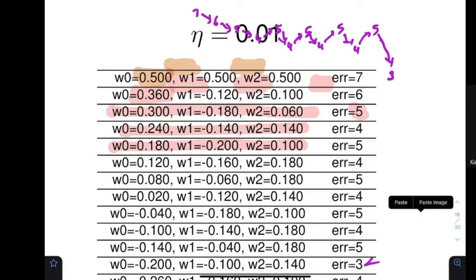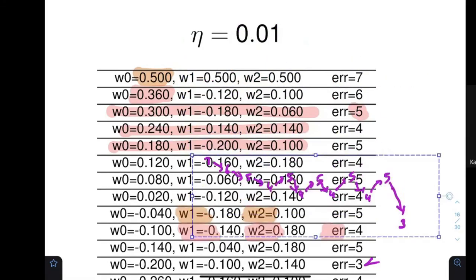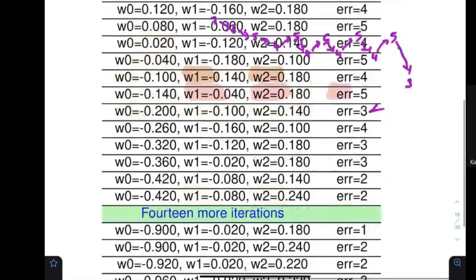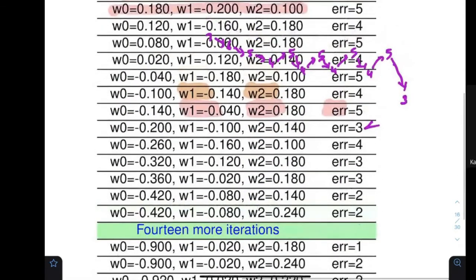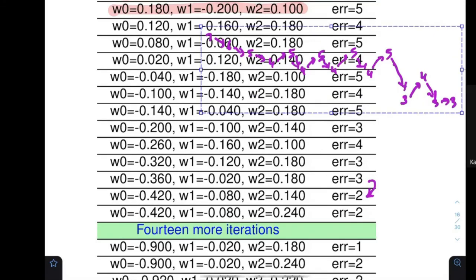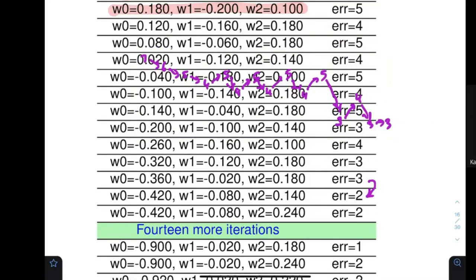Let me take it below so that you can understand this. After that, what happened? When I modified, it again became 4. Then again 3, 4, 3, then remained 3, then becomes 2. The points on which I had an error become 2. Then again it remains at 2.